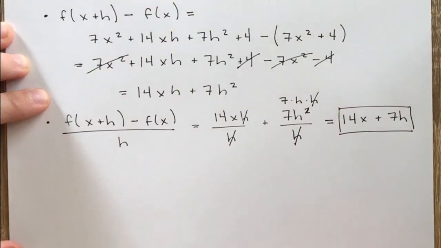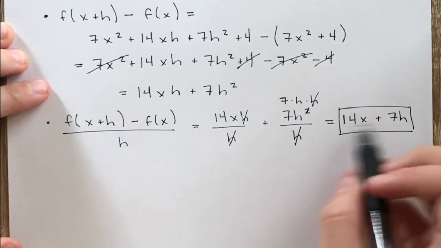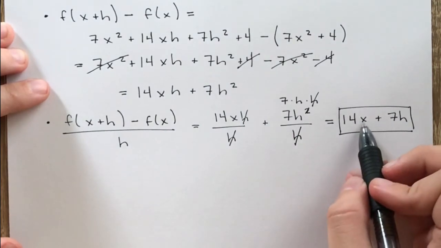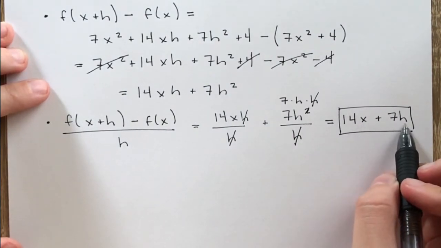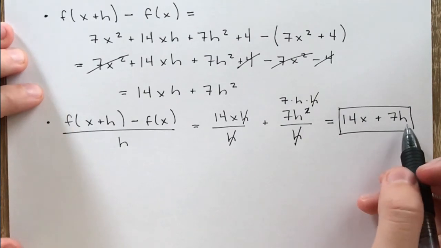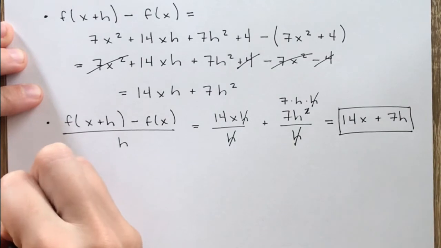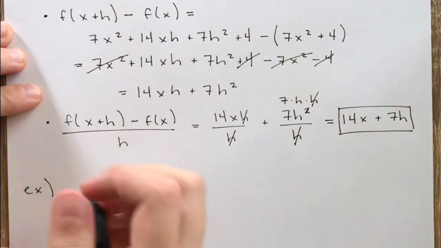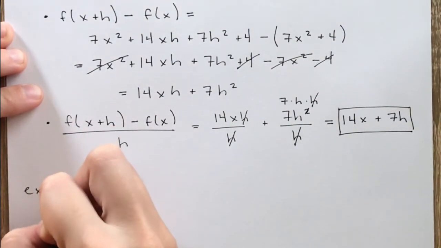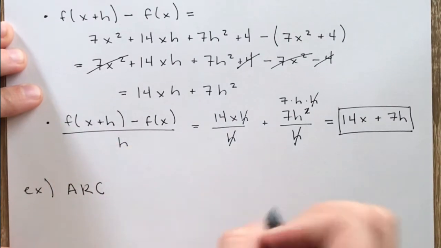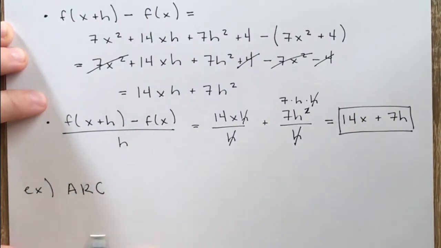Okay, so now that we've found that, awesome. What the heck does it mean? This is the average rate of change from any point x to another point that's h away from x. How does this help us? Well, if we're computing a bunch of average rates of change, it makes things faster. And in calculus, you're going to have to do that. So let's see an example of how this can help us.